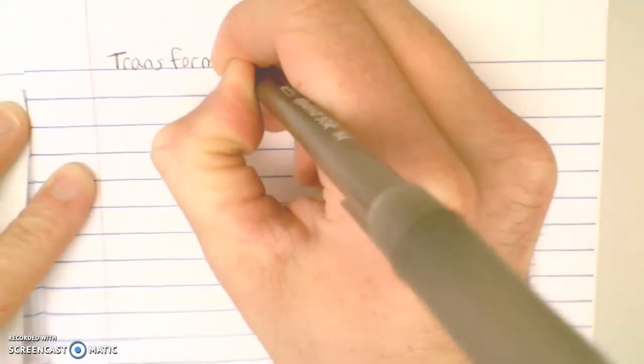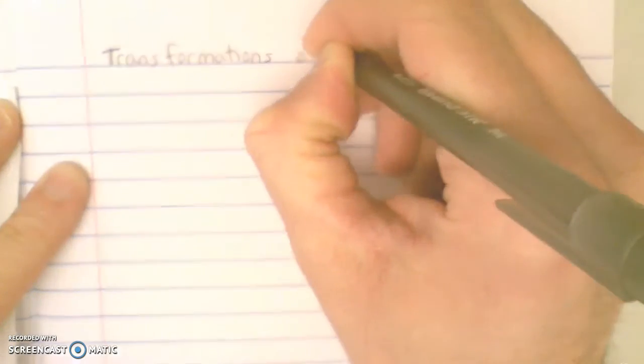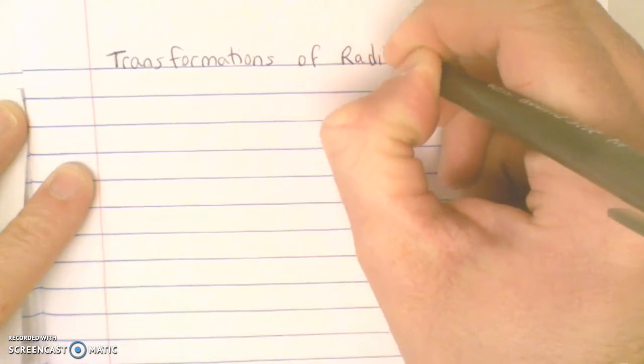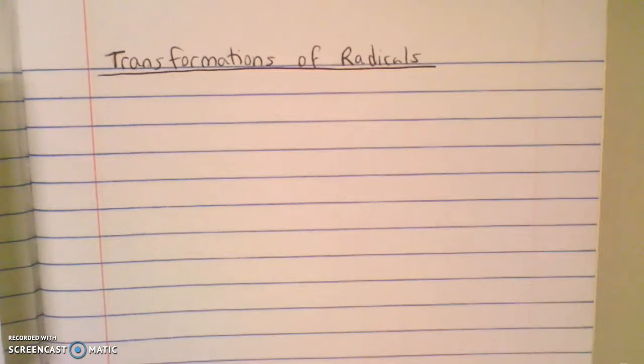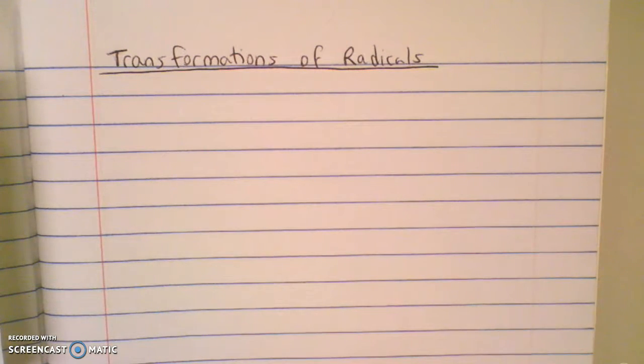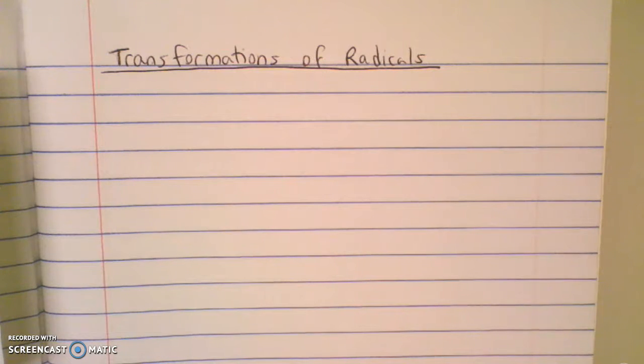All right, now that we've worked on graphing radical equations, we're going to start looking at transformations of those equations. So today's title for the notes will be Transformations of Radicals. Make sure you put today's date somewhere in your top right-hand corner or top left-hand corner, depending on what kind of page you are on in your notebook.